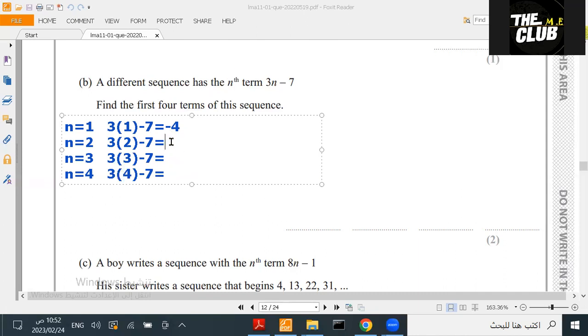Very good. Now n equals 2, so 3 times 2 is 6 minus 7 is minus 1. And then 3 times 3 is 9 minus 7 is 2. And then 3 times 4 is 12 minus 7 is 5. And these are the 4 terms of the sequence.